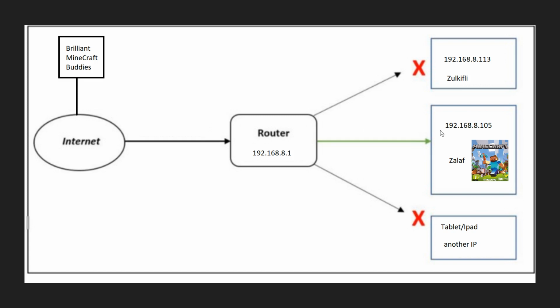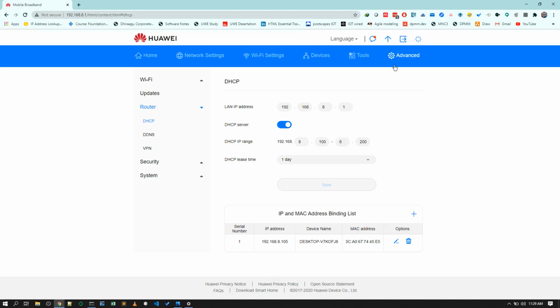But if you want to have one IP all the time, so that this port forwarding will work always, you have to get the same IP. To do that, you have to tell the router, whenever Zalaf turns on his computer, give him this IP. So you have to tell that in the router. That is under advanced router DHCP. Here you will have something called IP and MAC address binding.